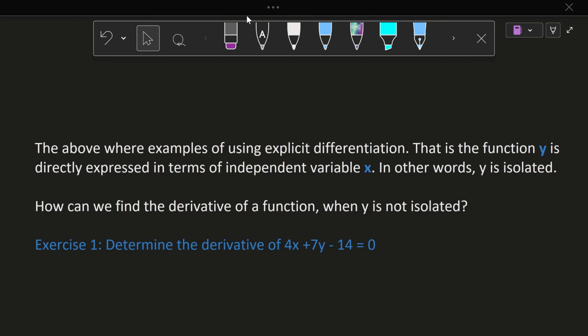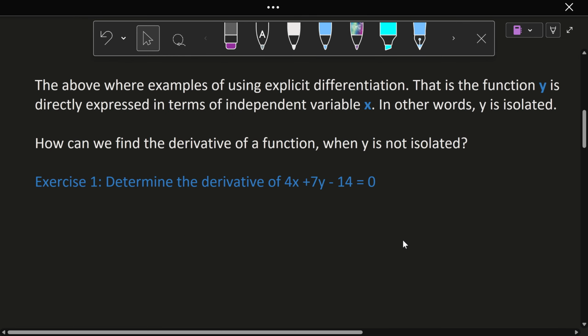Okay, so the above were examples where we were using something called explicit differentiation. That is, the function y is directly expressed in terms of the independent variable x. In other words, y was isolated for us. It was a y equals something. Whenever it's just y equals something, there's no other y's. It is easy. We can do the explicit derivative. But can we find the derivative of a function when y is not isolated?